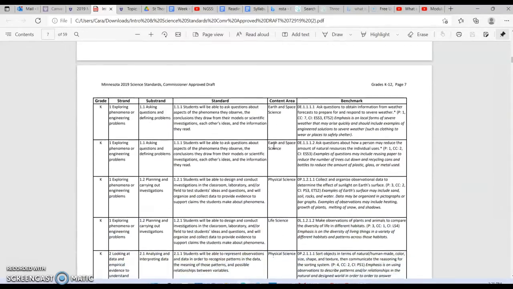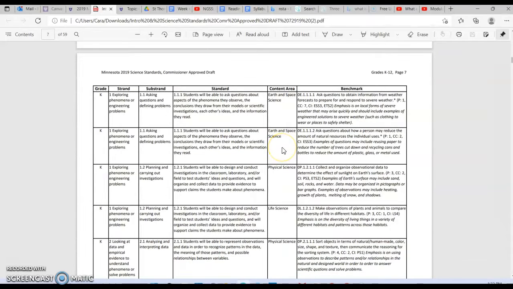So then when I dive into the standards, you can see here's the strand, substrand, standard, the content area, and then the 3 dimensions that need to be met. What's also different in this is this benchmark isn't necessarily content specific. I'm not teaching them that precipitation is a part of the water cycle. Rather, I'm looking at a systems approach. And then in the italics, it gives me ideas for how to bring this to life.